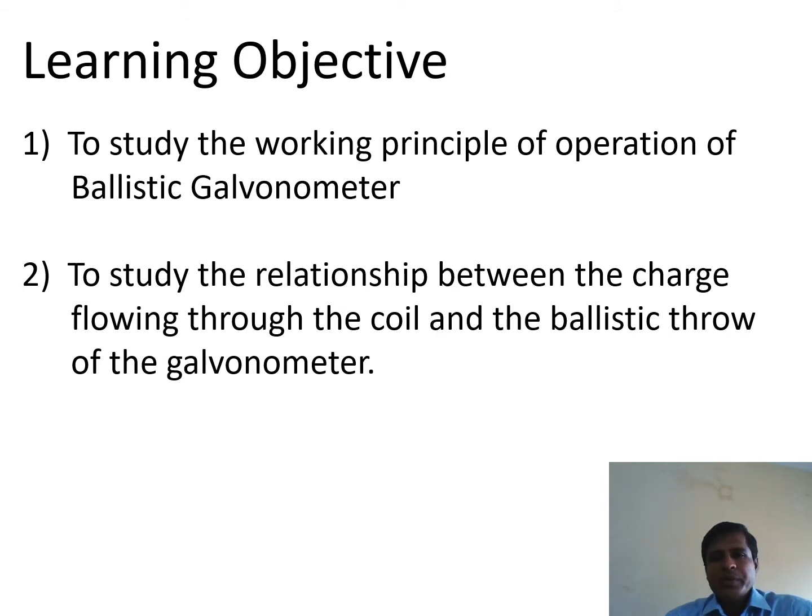The main learning objective of this session is: firstly, we shall discuss the working principle of operation of the ballistic galvanometer, that is the principle, construction and working of the ballistic galvanometer. Secondly, we shall study the relationship between the charge flowing through the coil and the ballistic throw of the galvanometer, that is the relationship between the charge, Q, and the ballistic throw, theta.